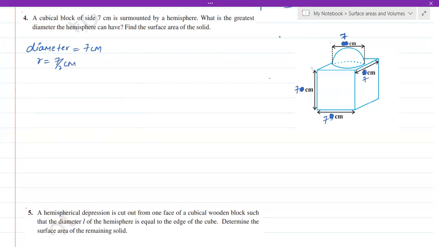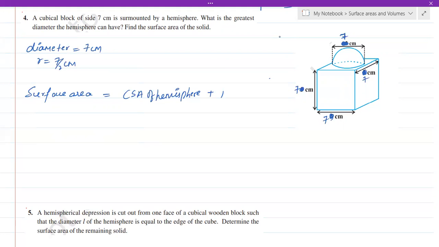Now we have to find the surface area. What we have to do is find all those surfaces that are visible to us. Now very clearly this curved part of the hemisphere is visible to us, isn't it? So let's use that CSA of hemisphere. Let's take that. Now what we'll do is let's find the TSA of the cube.